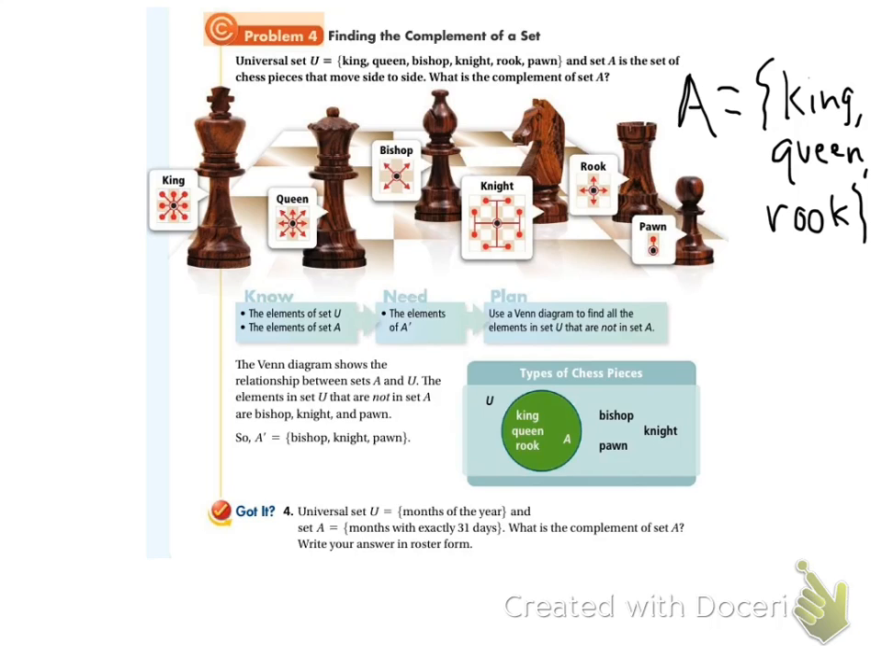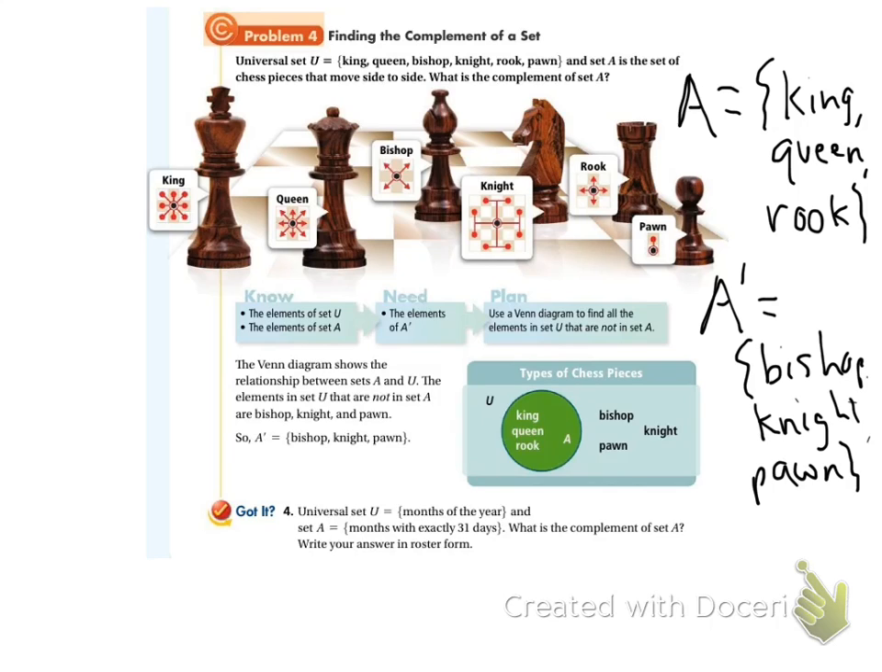Then the complement of set A is all the pieces I didn't choose. Remember, we call that A prime. So that would be, and I'm running out of room, bishop, knight, and pawn. So whenever I have a set and its complement, I shouldn't have the same one in both of them, right? So I don't have the king in my set and in my complement.